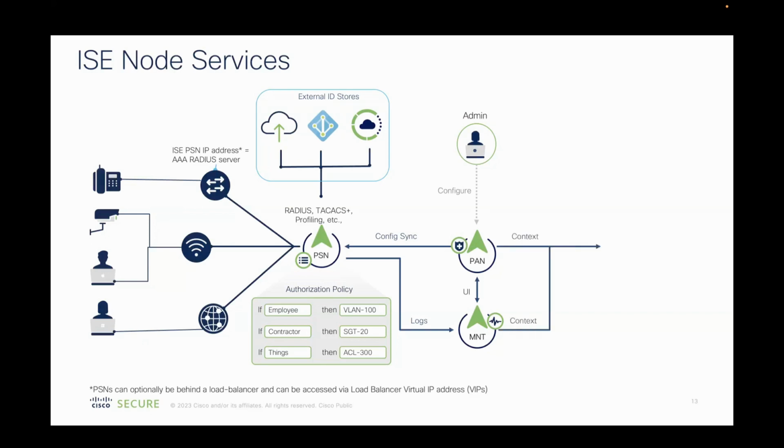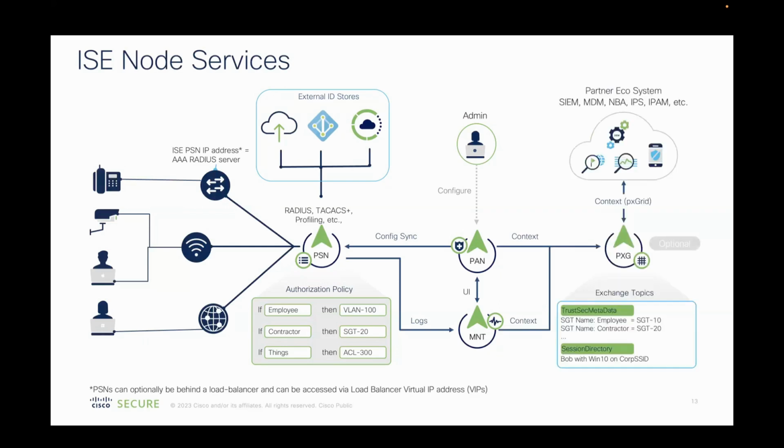Once that contextual information is built, it can be shared with the third-party ecosystem partners over the pxGrid channel through the pxGrid node. By getting that contextual information, the ecosystem partners can even leverage the ANC actions to give restricted access.